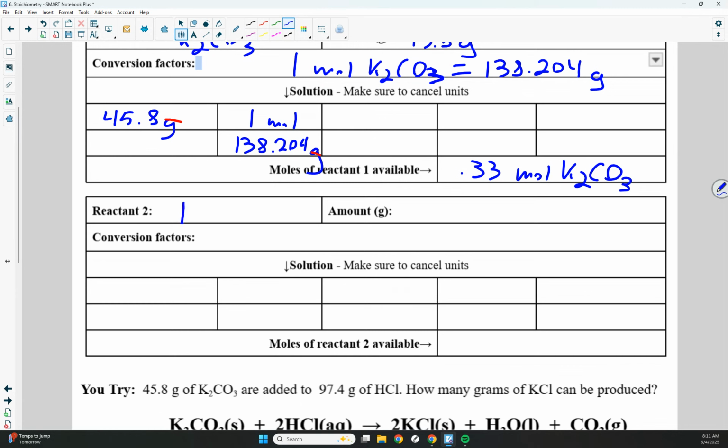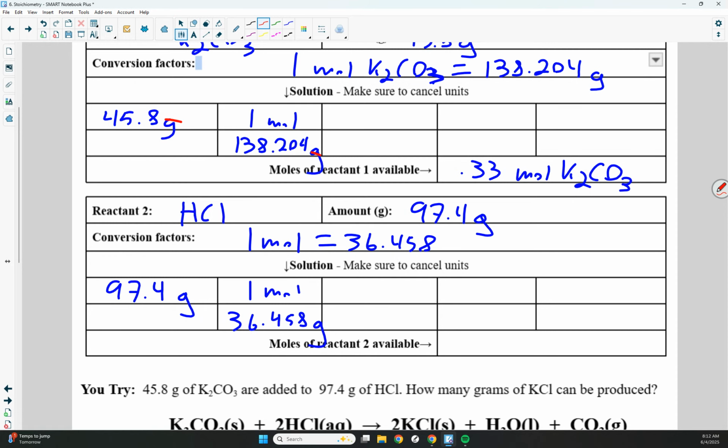Reactant 2 is HCl, hydrochloric acid. And we have 97.4 grams of that. So 1 mole of HCl is going to be equal to 36.458. Again, you'll need to add that up on a separate piece of paper. So let's convert our starting mass into moles. Again, I put grams on the bottom so they can cancel out. And then I divide, and I get 2.67 moles of HCl.